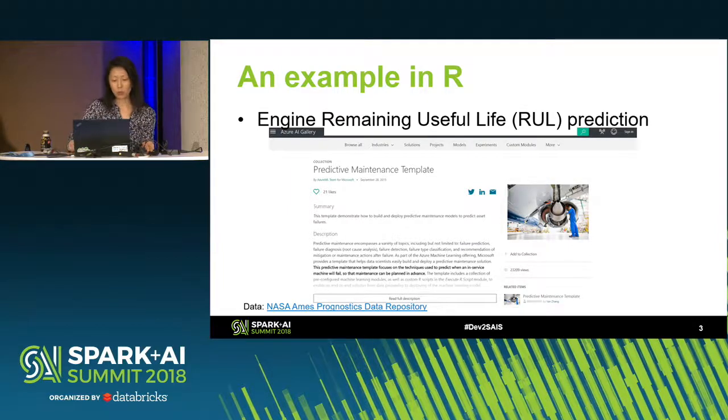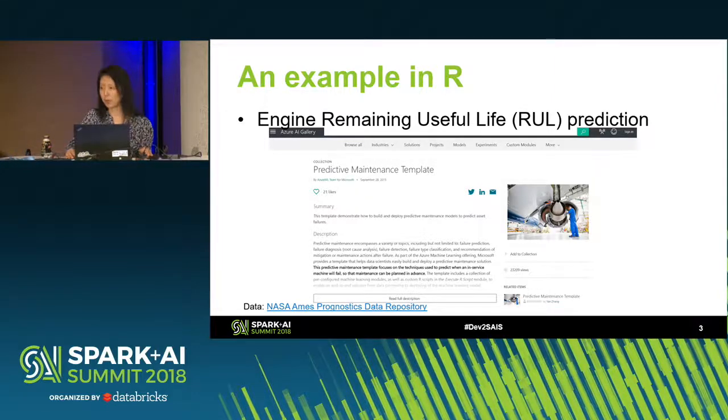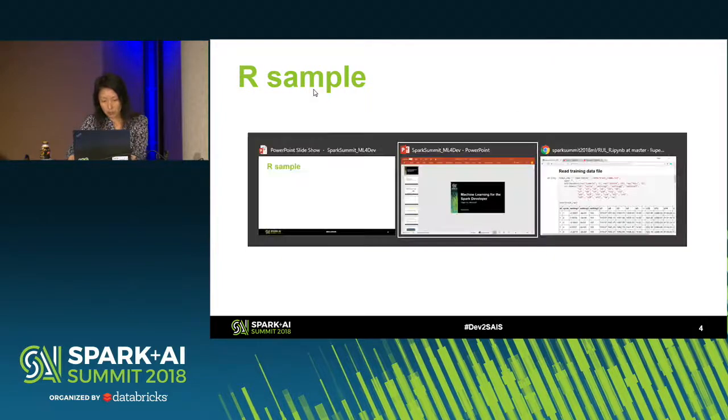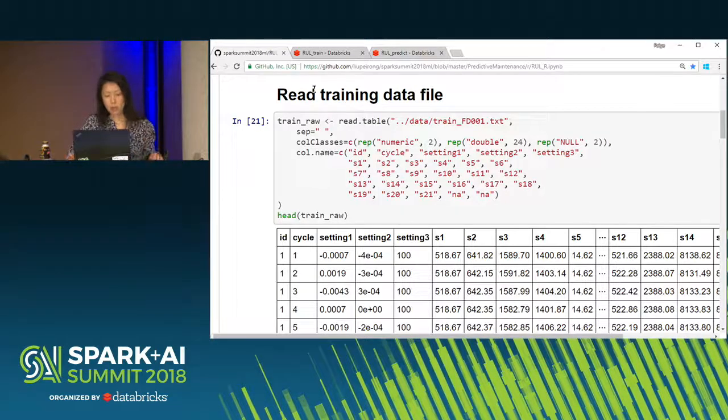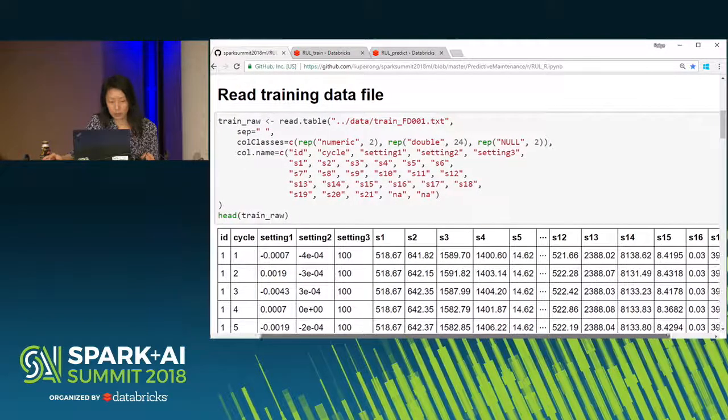The data is publicly hosted on the NASA data repository. There are 3 input files: the training file, the test file, and the labels corresponding to the test data. So let's take a look. Here's the R code. Now you don't need to know, is it big enough? You don't need to know R in order to follow. I will explain what it does.